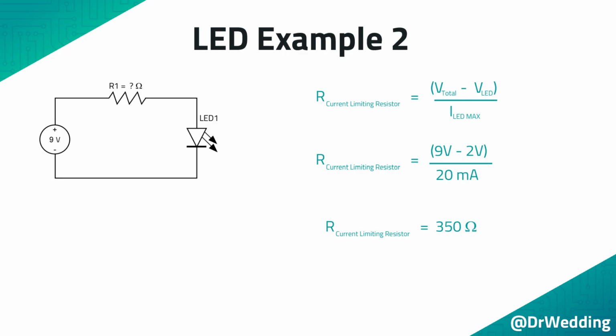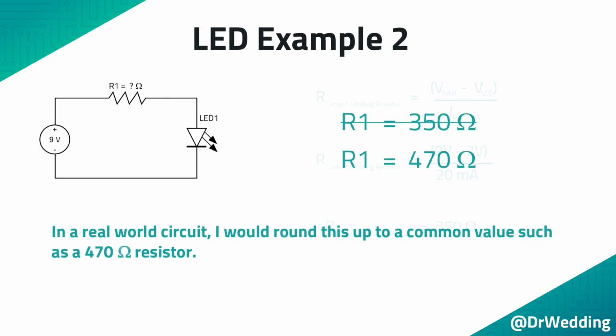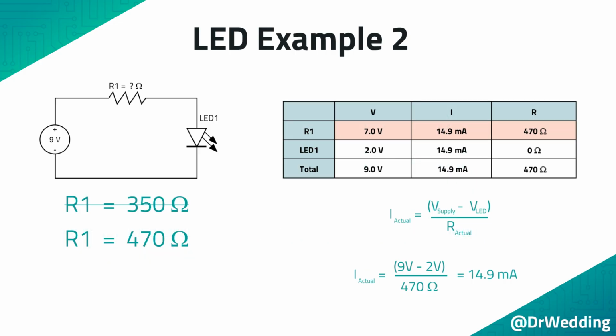Using the supplied information, the minimum current limiting resistor value is 350 ohms. This is the answer to the question, what is the smallest resistor value you can use? In a real-world circuit, I would round this up to a common value such as a 470 ohm resistor. Using this new resistor value, the total current can be calculated. 14.9 milliamps is about 75% of the maximum current. This is a safe current and the LED will be bright.